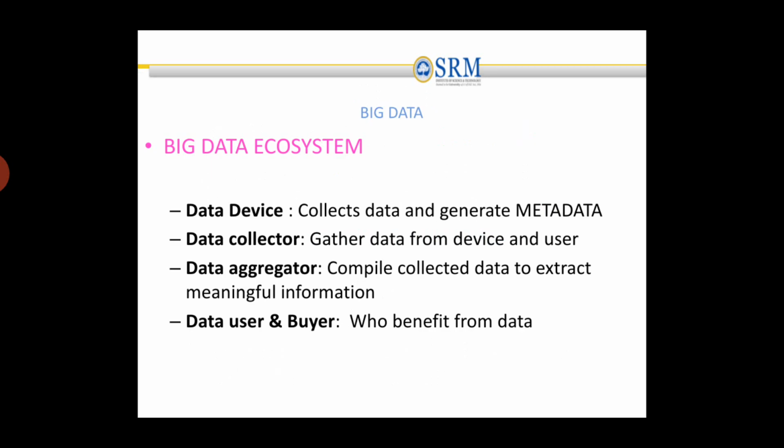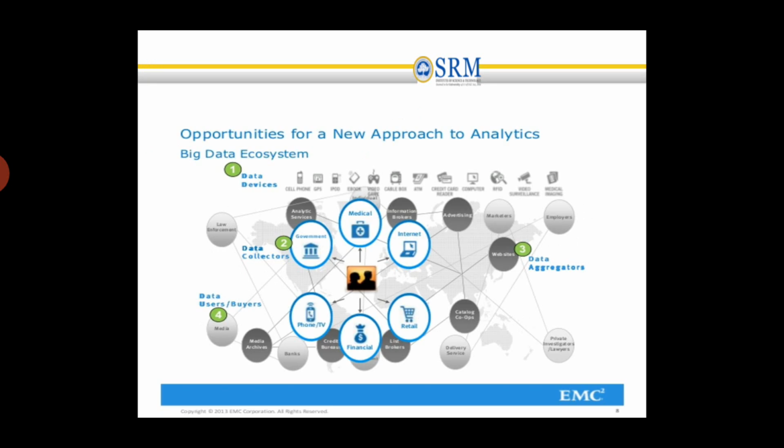And we have an ecosystem for big data. It comes under four components. One is the data device, which collects the data and generates the metadata. Then there is the data collector, where we gather the data from the device and the user. We have an aggregator separately, used to compile the collected data to extract meaningful information. And finally the data user and buyer, who is going to benefit from the data. This is your ecosystem structure.